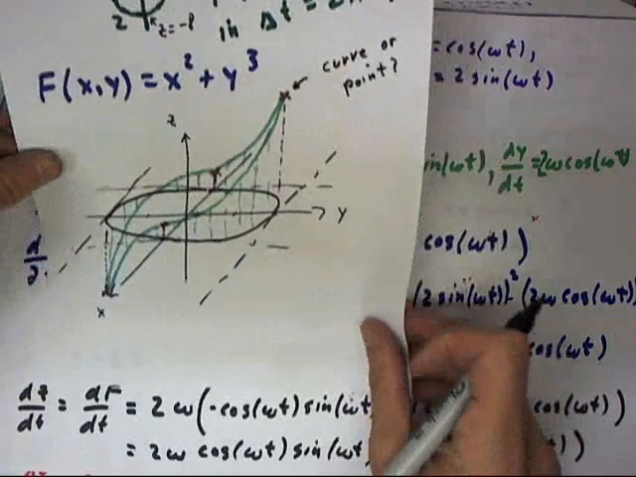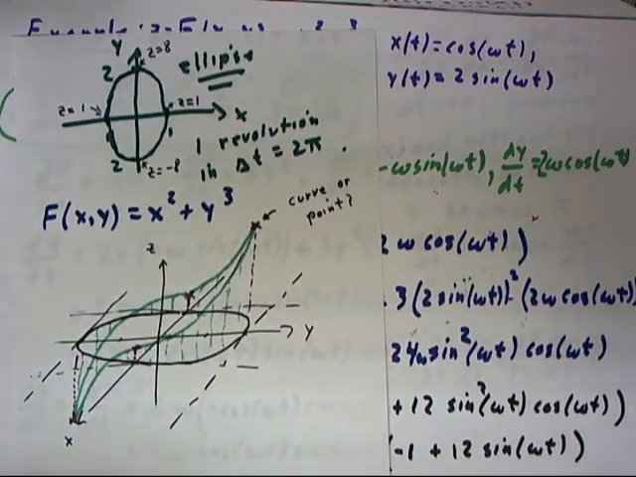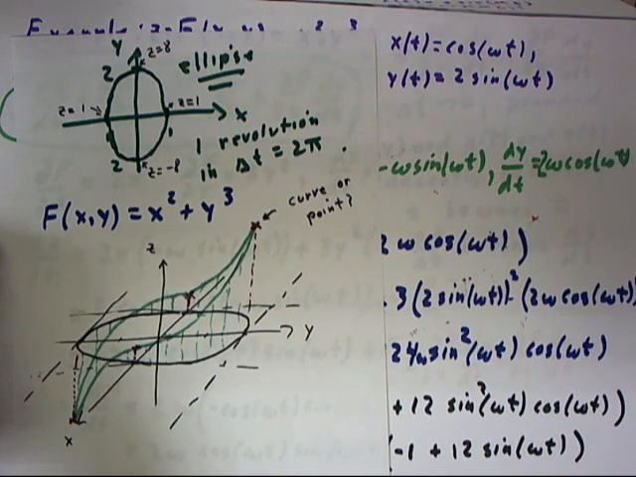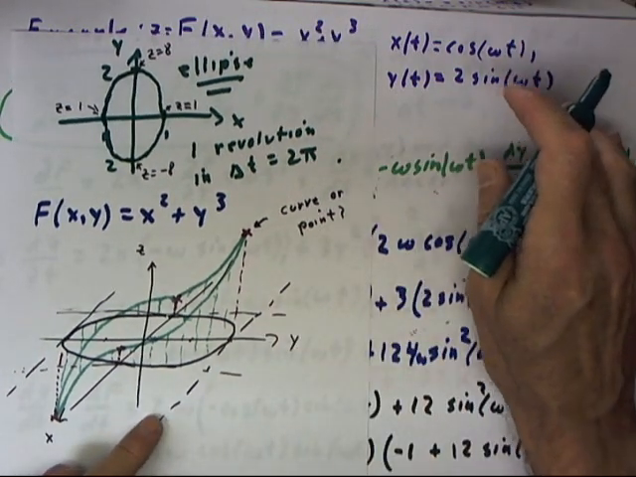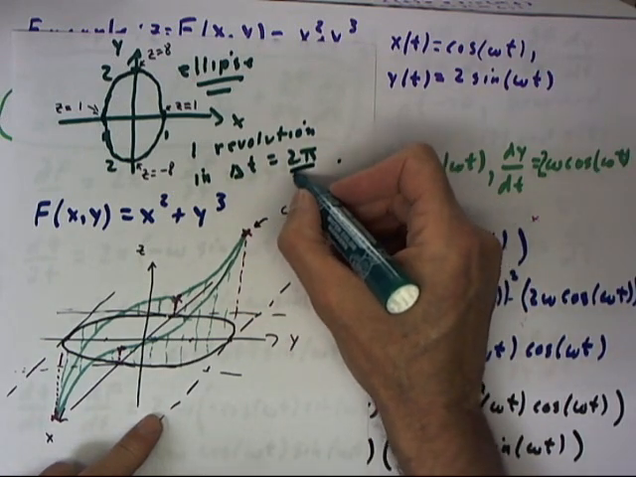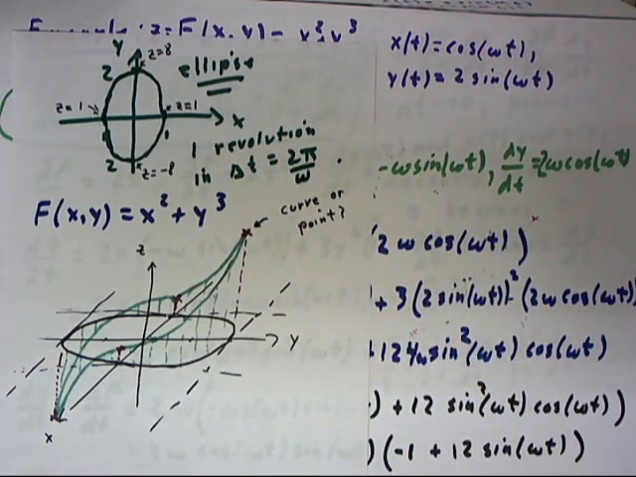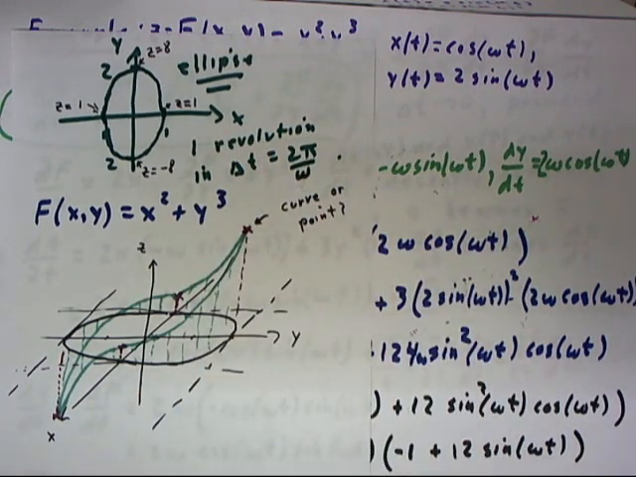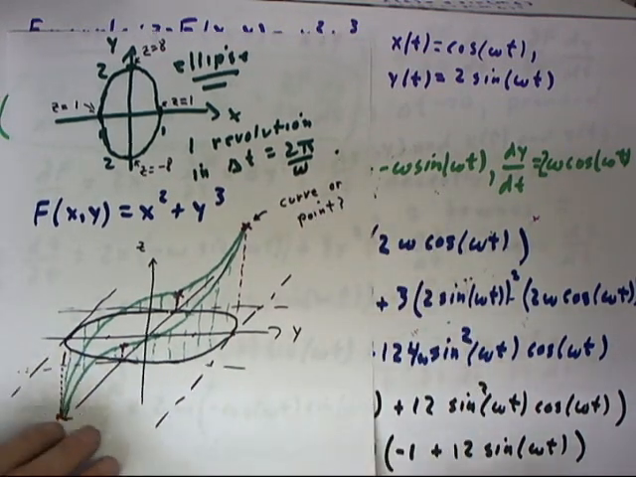The derivative function can tell us a little bit about what's going on here. And let me, before I talk about that, correct an error from before. This is cosine of omega t and sine of omega t. So the one revolution is in 2 pi. Delta t equals 2 pi over omega, not just 2 pi. Again, that's something I expect that you understand at this point, and hopefully you picked up on that before.